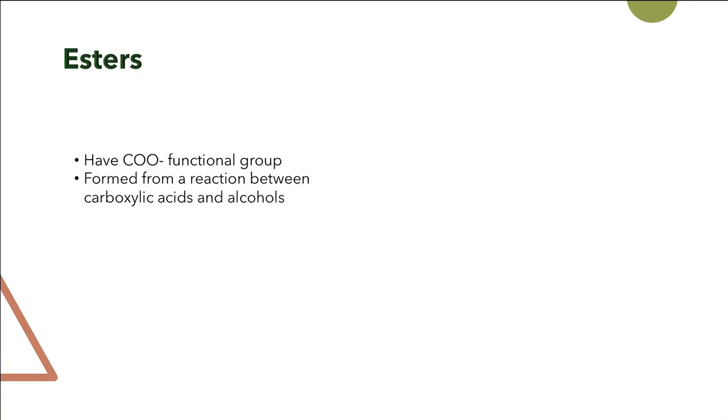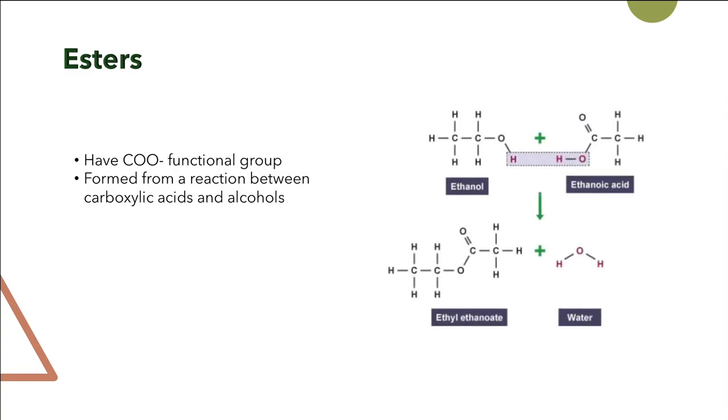Esters have the COO functional group. They are formed from a reaction between a carboxylic acid and an alcohol by removal of a water molecule. So you have ethanol here as the alcohol and ethanoic acid as the carboxylic acid. A water molecule is removed, with an OH taken out from the acid and a hydrogen from the alcohol, to make the ester functional group, which is the COO, in addition to the water molecule.